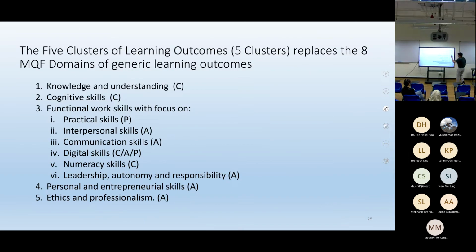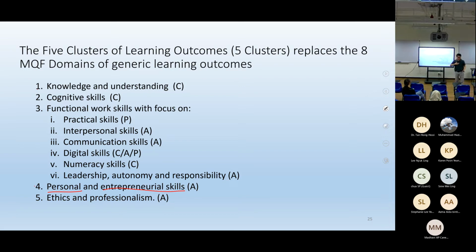The 5 clusters are 1, 2, 3, 4, 5. Cluster 3, this is normal, this is your MQF document. Cluster 3 is divided. When I say, how come there are 11? The 11 is here: 1, 2, 3, 4, 5, 6, 7, 8, 9, 10, 11. Personal is 1, entrepreneurship is 1. That's why it's 11.